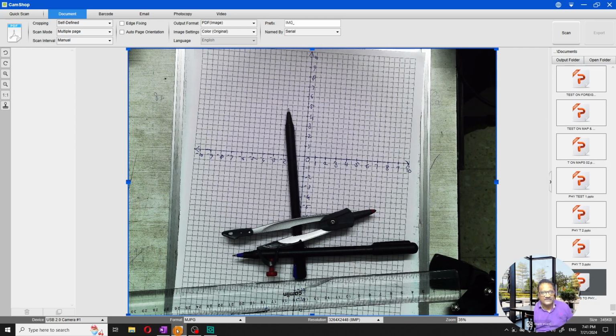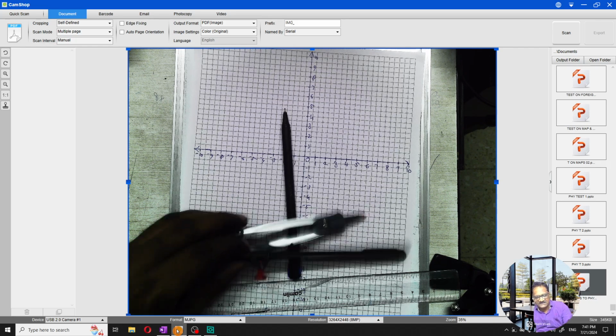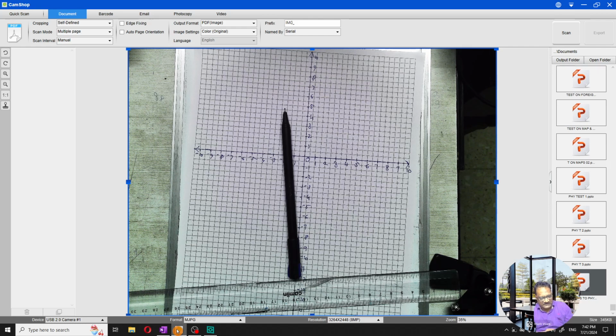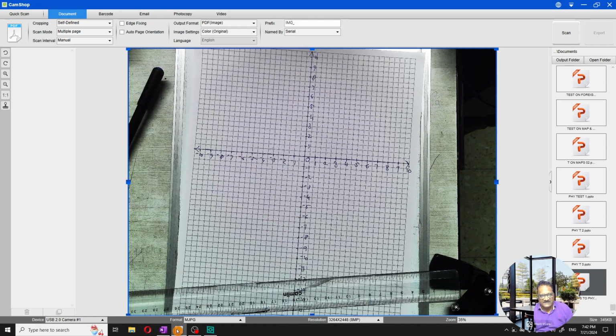You can see the document camera, and these are the things needed. The compass, which I have with me. This will be needed, and then you need a graph paper, but instead of graph paper I'm using this particular squared paper. It's good to use squared paper, it's much easier. And of course you have scale and pencil and all that stuff, right?